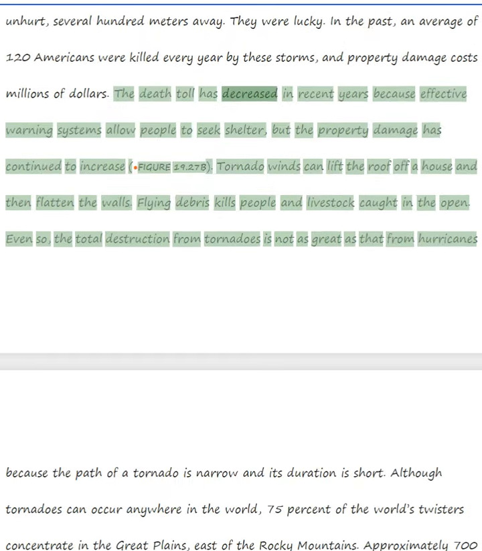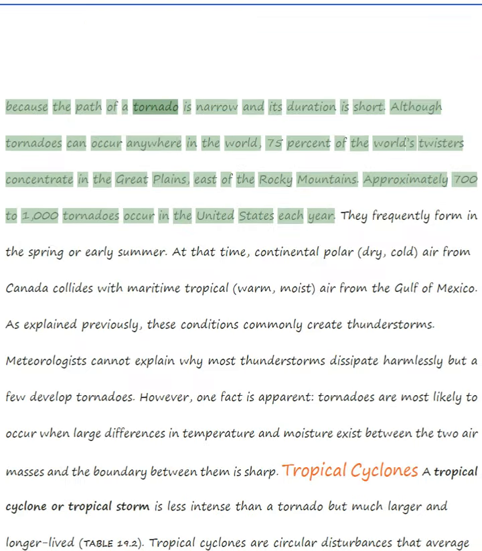The death toll has decreased in recent years because effective warning systems allow people to seek shelter, but the property damage has continued to increase. Tornado winds can lift the roof off a house and then flatten the walls. Flying debris kills people and livestock caught in the open. Even so, the total destruction from tornadoes is not as great as that from hurricanes, because the path of a tornado is narrow and its duration is short.